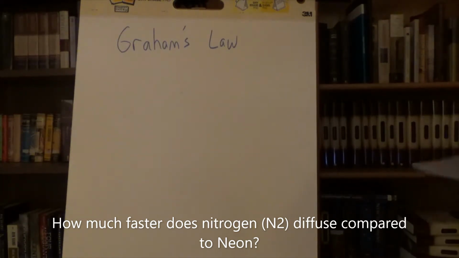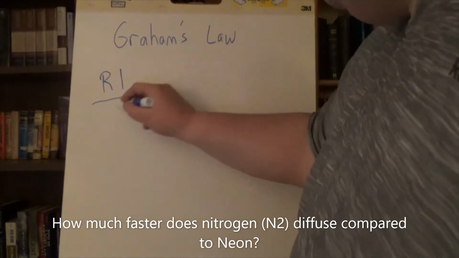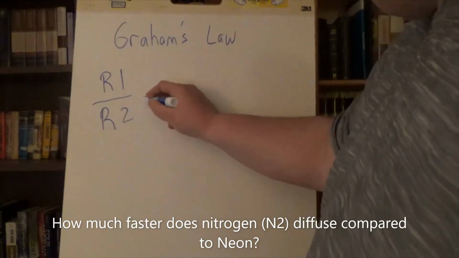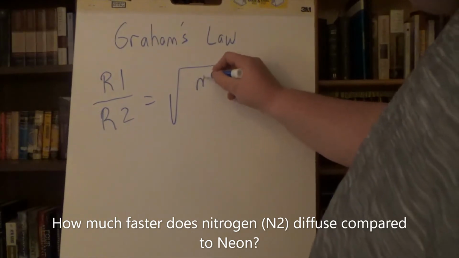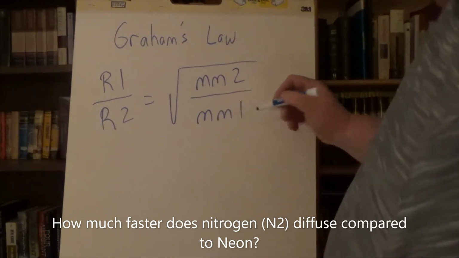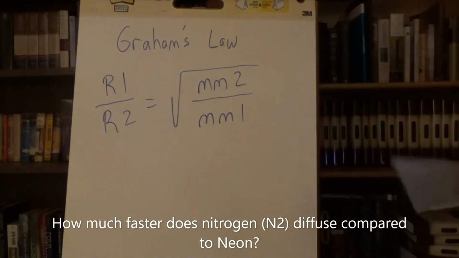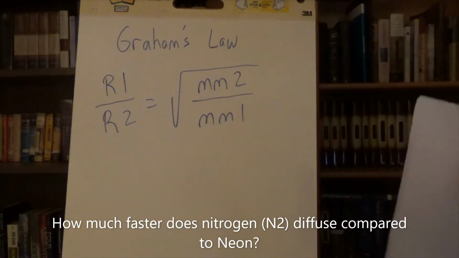So here we go. How much faster does nitrogen diffuse compared to neon? Okay, so we go back, we take Graham's law. So the rate of gas 1 over the rate of gas 2 is equal to the square root of the molar weights. So this is the molar mass of 2, and this is the molar mass of 1. Now let's apply it to this problem. How much faster does nitrogen diffuse compared to neon?